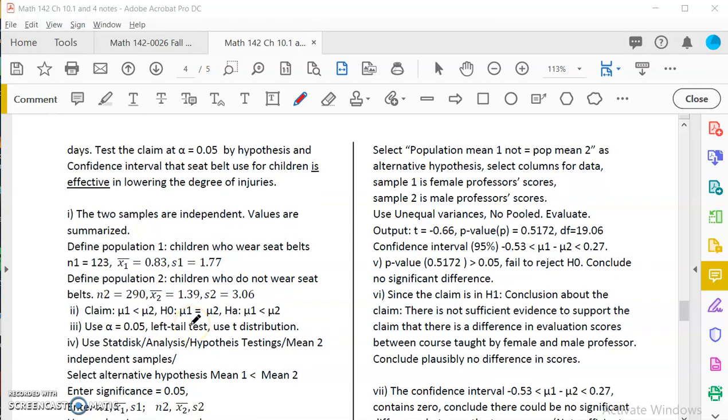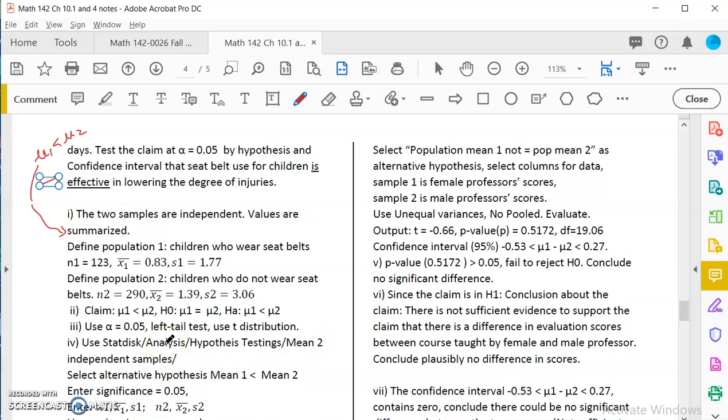This is how we define the claim, and defining the claim is most important. Look at the claim in more detail. If it is effective, that means mu 1 should be lower than mu 2, because mu 1 is the one defined as wearing seatbelts. That's how you analyze it. Then you collect all the data and enter it into this analysis, hypothesis testing, mean two independent samples.